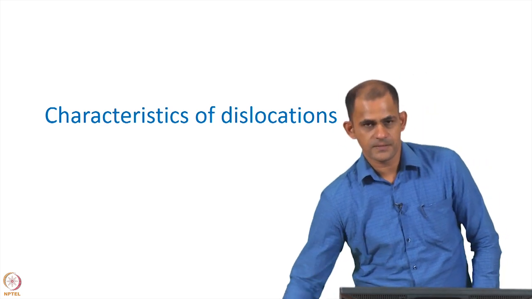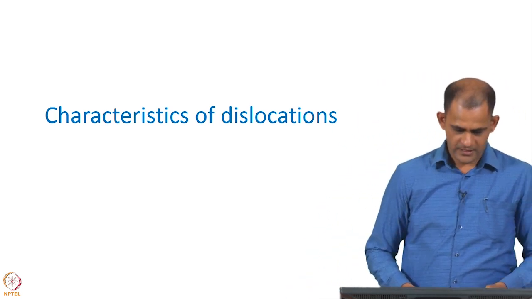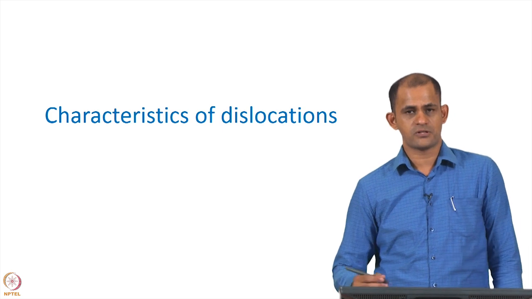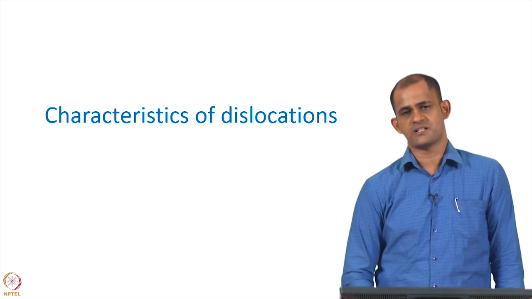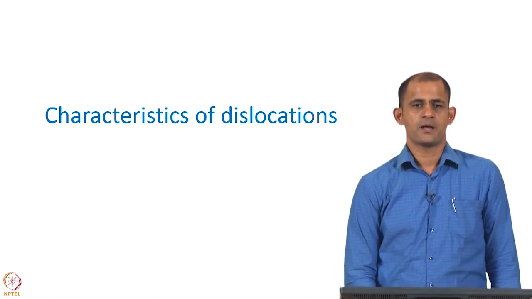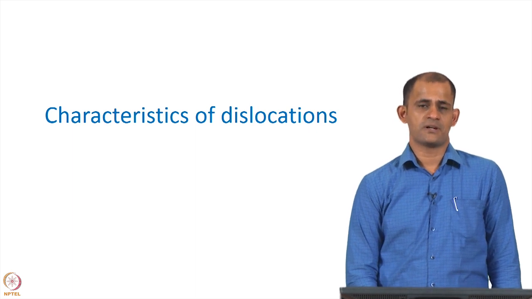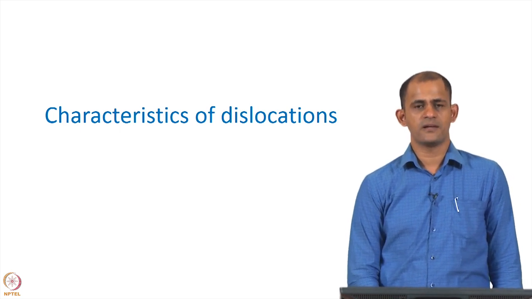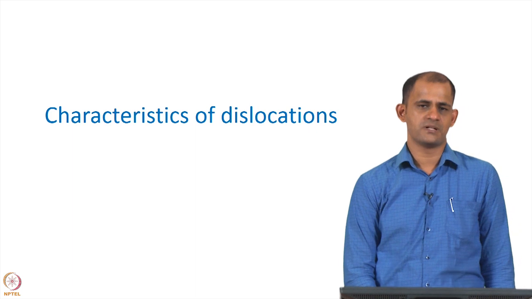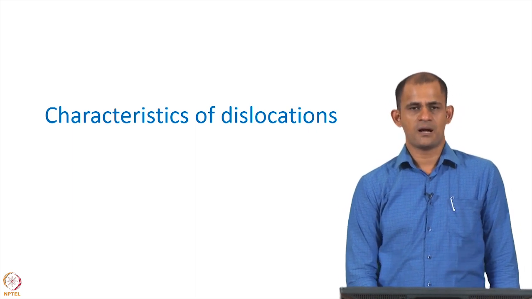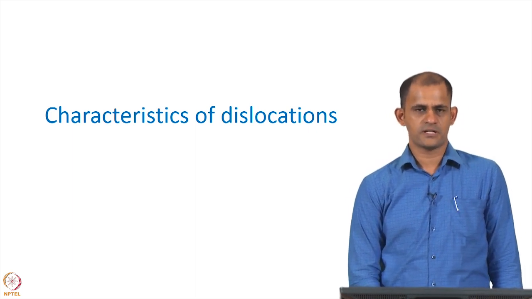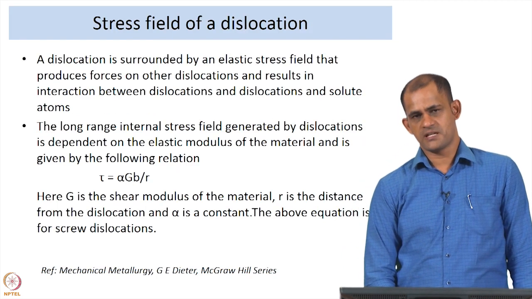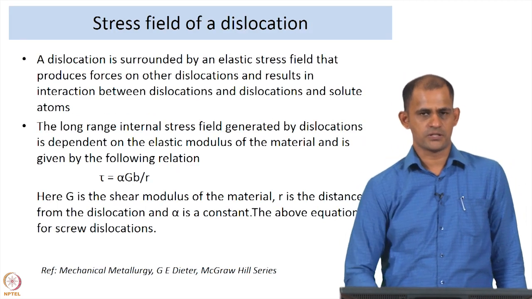Characteristics of dislocations. So, what are the different characteristics? We already spoke about the nature of dislocations, the type of dislocations such as edge and screw dislocations, the motion of dislocations. For example, edge dislocations move by climb, screw dislocations move by cross slip, and temperature has a role to play, stress also has a role to play in how the dislocations behave. Now, talking of characteristics of dislocations, one of the first things is the stress field of a dislocation.